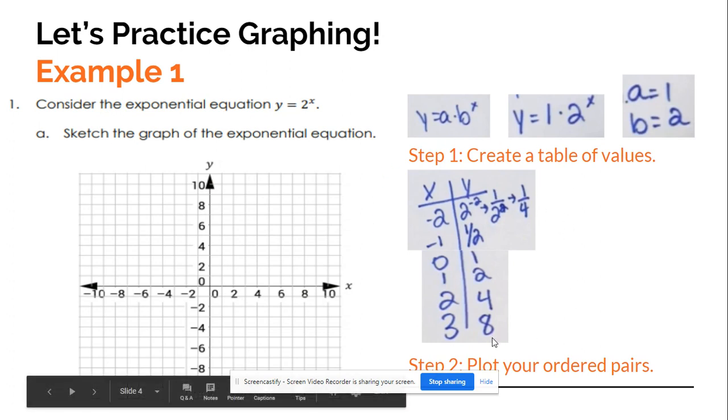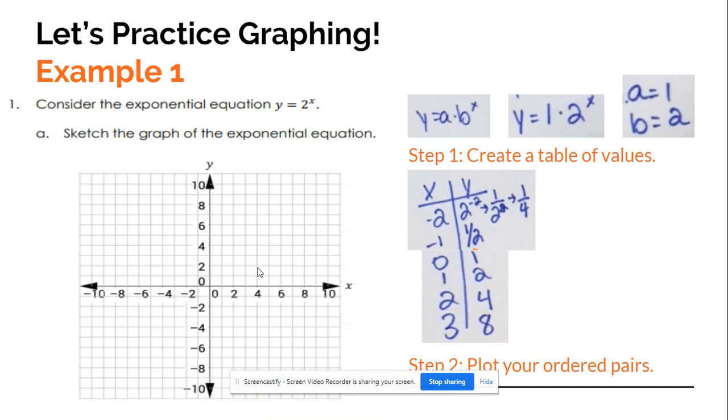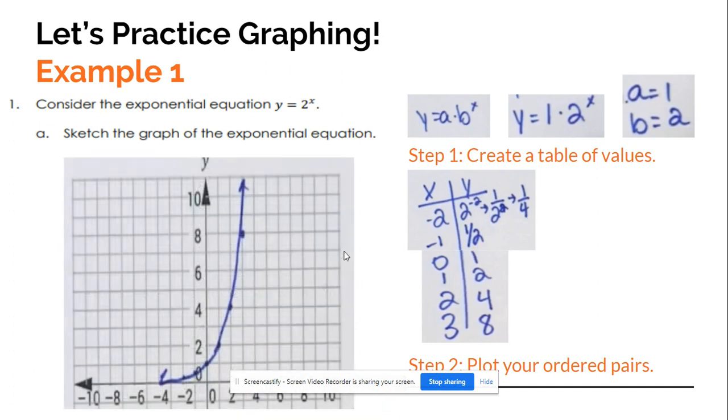Once you have your table of values, you are going to plot each ordered pair over in your coordinate plane, and it will look something like this. And now you have successfully graphed that exponential equation.